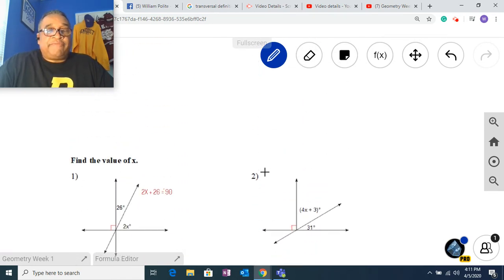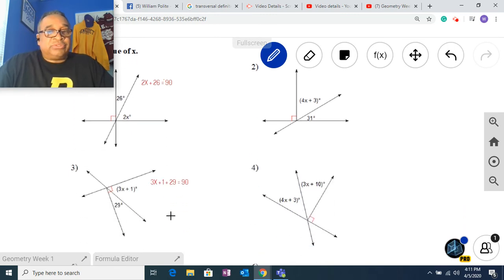And once again, figuring out the value of x. It's a right angle here. We know that if that's a right angle, this is a right angle, then these two angles must be complementary. We've already looked at those things. Once again, these two angles, 3x plus 1 and 29, are complementary, means they equal 90 degrees.